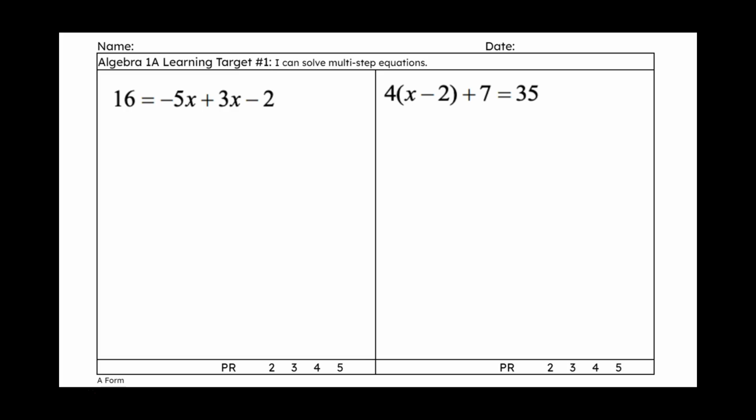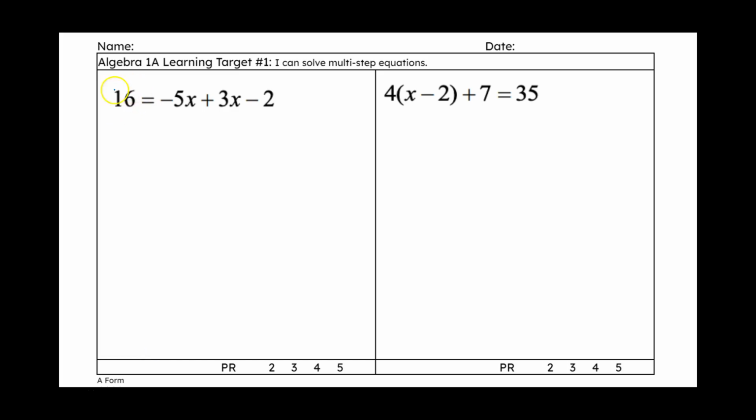So this is Form A, and in Learning Target number 1, what we're trying to do is figure out what the missing number must be. So x, your variable, is actually an unknown, and we are going to solve for x by cleaning up each side of the equal sign, doing inverse operations till we figure out what x has to be. So let's start with this first question over here.